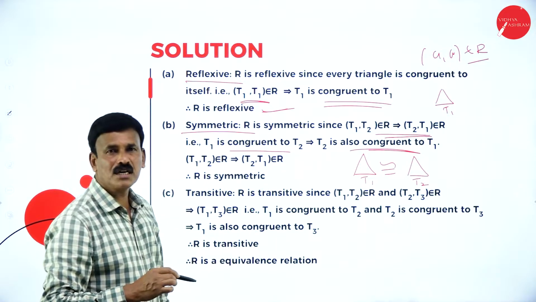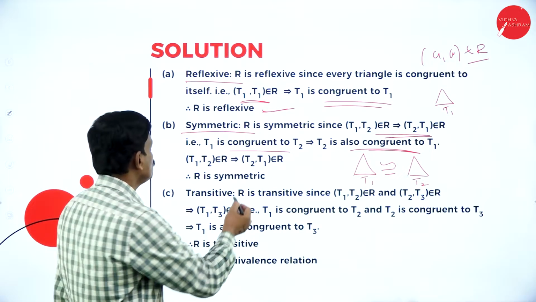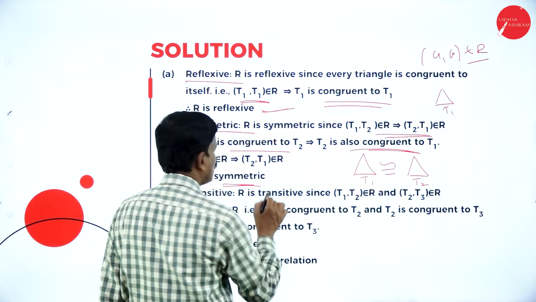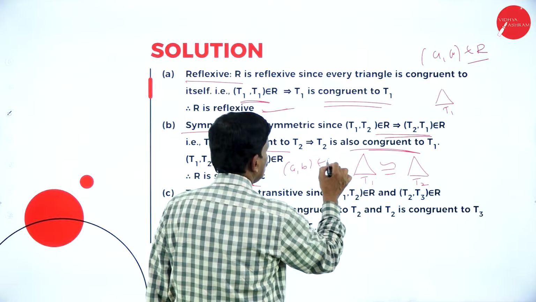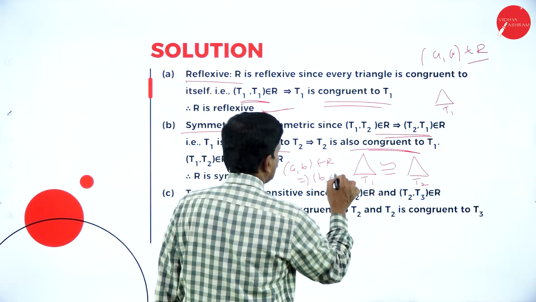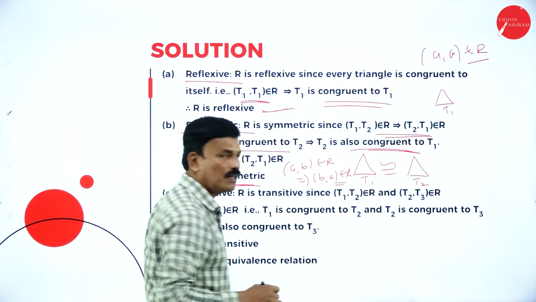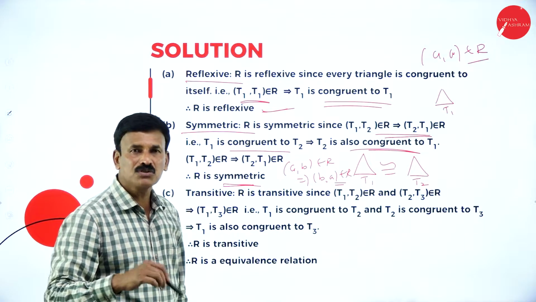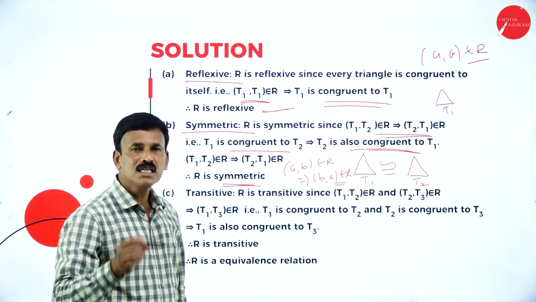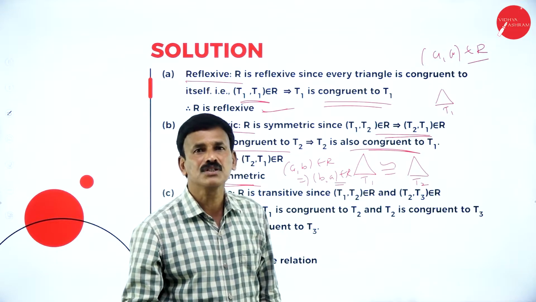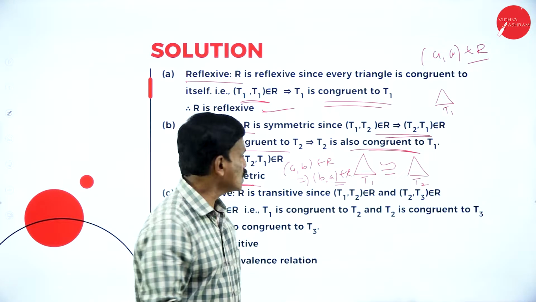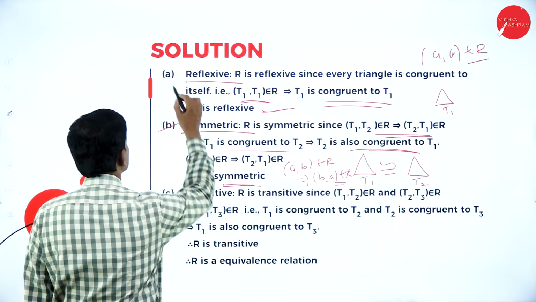That is, (T1, T2) belongs to R implies (T2, T1) belongs to R. Therefore, R is symmetric. That is, this property is satisfied: (A, B) belongs to R implies (B, A) also belongs to R. (T1, T2) belongs to R implies (T2, T1) also belongs to R. That is, if T1 is congruent to T2, then T2 is also congruent to T1. Therefore, it is symmetric. Reflexive, then symmetric.